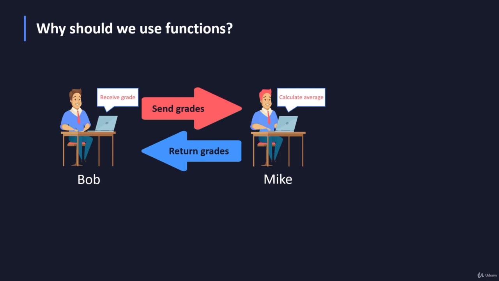Meaning that if we have to calculate the average grade for 10 people, then the calculation process is going to be the same for all of them, right? Mike will just sum up all the grades he has been given and then divide the sum by the total number of grades. That's how you calculate an average grade.